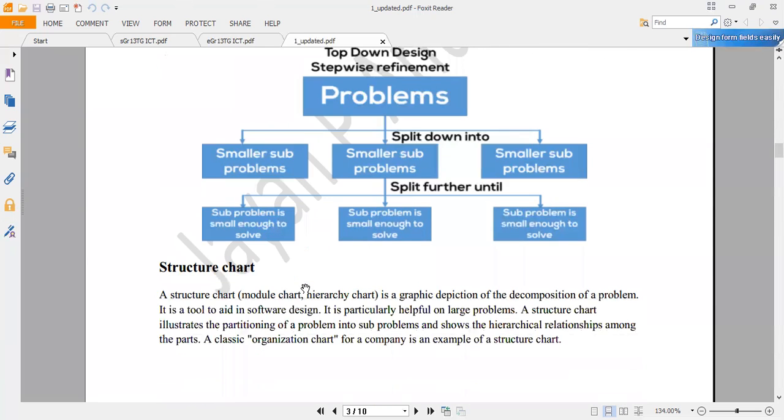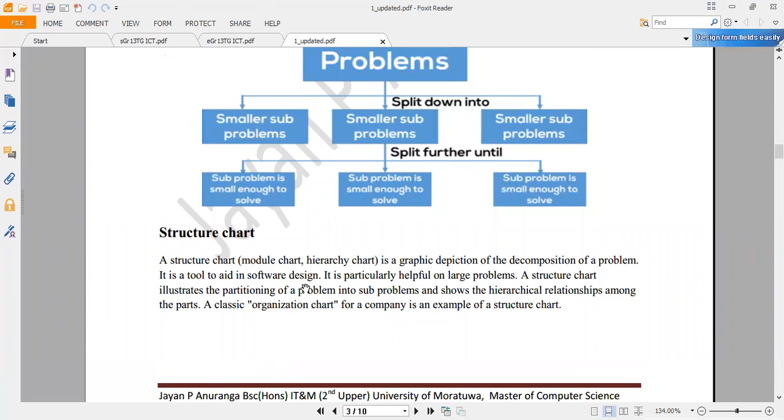The structure chart. The second one we are going to discuss is the structure chart. The structure chart, module chart, or hierarchical chart is a graphical depiction of the decomposition of a problem. It is a tool to aid in software design. It is particularly helpful on large problems. A structure chart illustrates the partitioning of a problem into sub-problems and shows the hierarchical relationships among the parts. A classic organization chart for a company is an example of a structure chart.